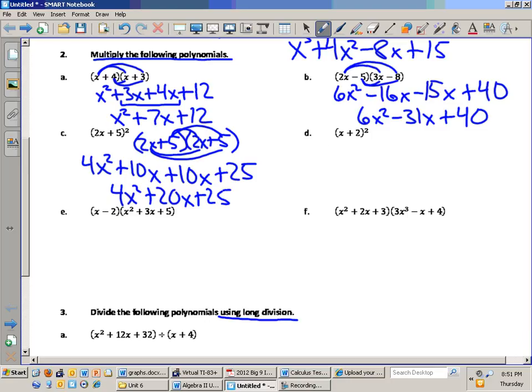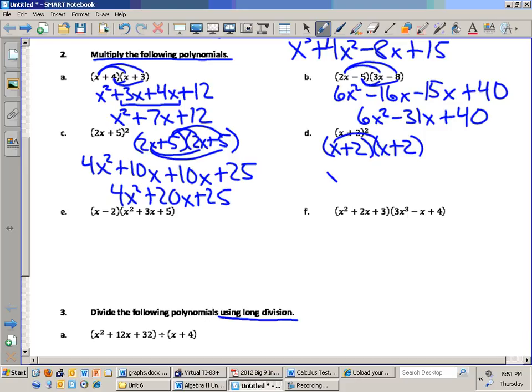X plus 2 squared would be x plus 2 times x plus 2. X squared plus 2x plus 2x plus 4. That makes x squared plus 4x plus 4 when you combine the terms in the middle together.